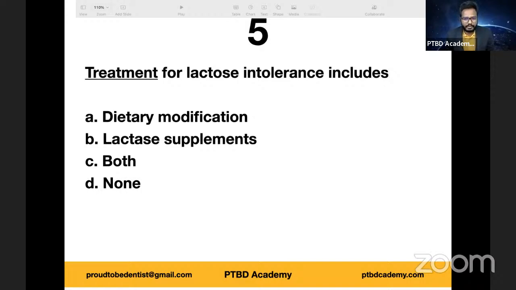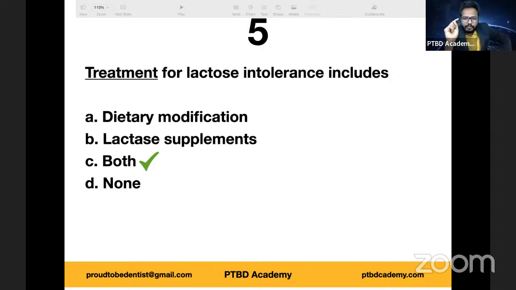What about lactase supplements? Even that can be done. So lactase supplements, lactase enzyme tablets or drops. These contain lactase, which breaks down lactose in milk to glucose and galactose and helps the patient to tolerate lactose. So option C is the right answer, as the majority of you have rightly chosen. So let's see how many of you have scored 20 upon 20 in this particular session.